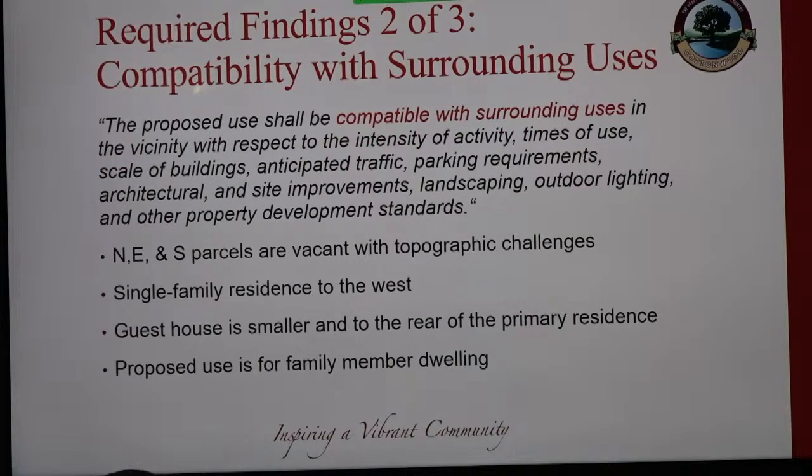The second required finding is that the use is compatible with surrounding uses in respect to intensity, times of use, scale of buildings, anticipated traffic, and parking requirements. Again, the northeast and south parcels are vacant and have topographical issues. There is a single-family residence to the west and several down the street to the west on Organ Pipe. The guest house is smaller and to the rear of the primary residence, as is required for a guest house. And the proposed use is for a family member dwelling, as mentioned in the letter of intent that was enclosed.